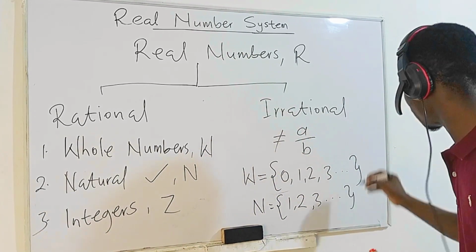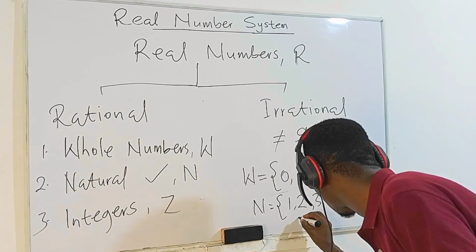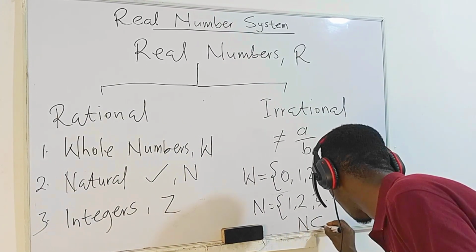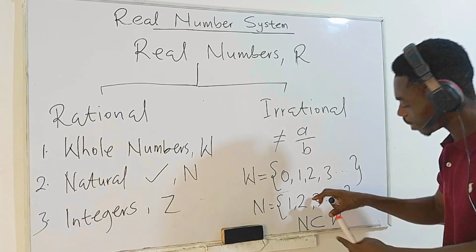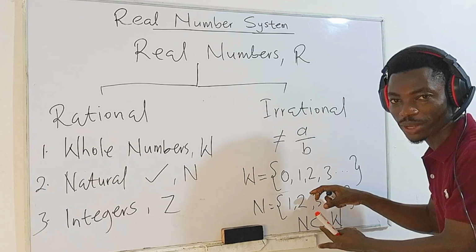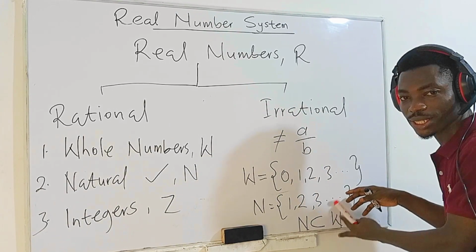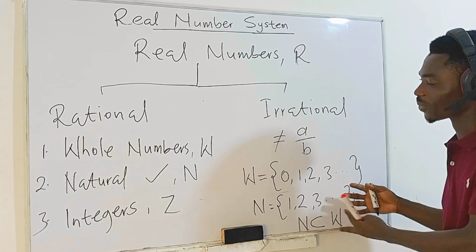So basically, we can say that natural numbers are a subset of whole numbers. That means that all the numbers in the set of natural numbers are found in the set of whole numbers. That is what it means.